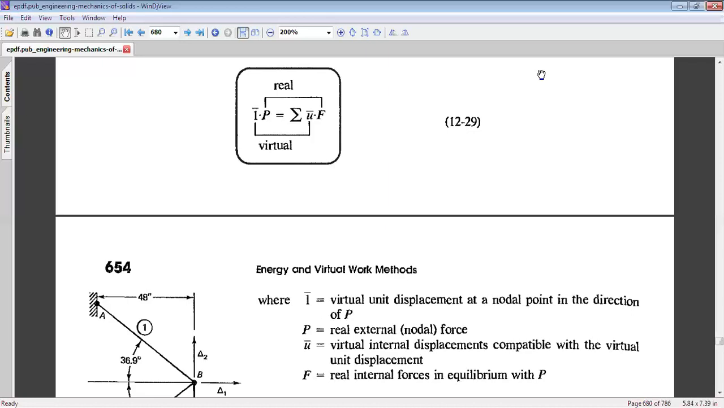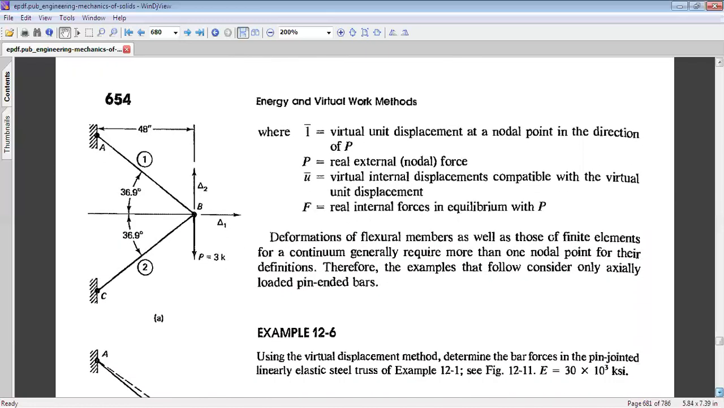So we can understand that in this method, we apply a virtual unit displacement at the point of interest, as compared to the virtual force method, where we used to apply a unit virtual force at the point of interest. So here, the major difference is that we are applying a virtual unit displacement at a nodal point in the direction of capital P. Let us try to understand this method with one example.